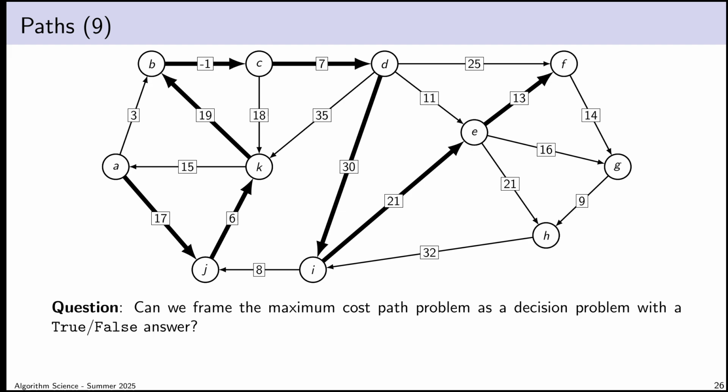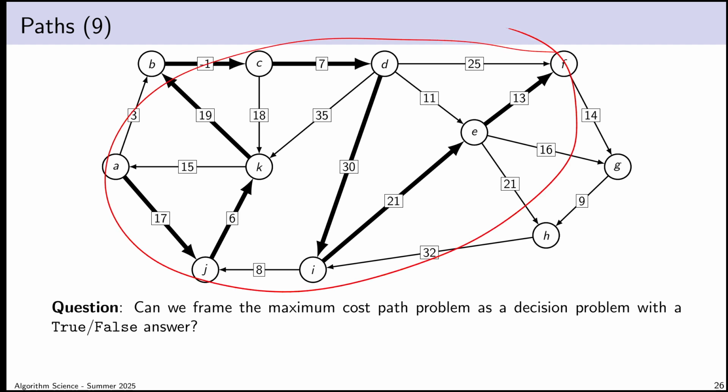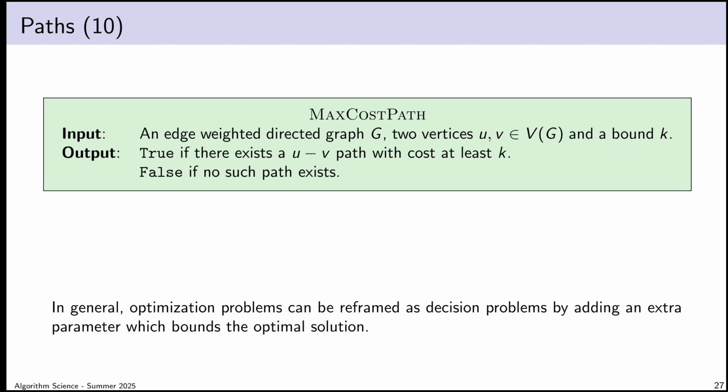Can we turn maximum cost path, which is obviously an optimization problem where the result is a path in a graph, into a question that has a yes or no answer? And it turns out we can. And it actually turns out that there's a common technique that we can use to turn any optimization problem into a decision problem. The idea is we add one extra parameter to the input, a bound, and then the yes or no question becomes not give me the path, but just tell me whether or not a path exists that is at least as good as the bound.